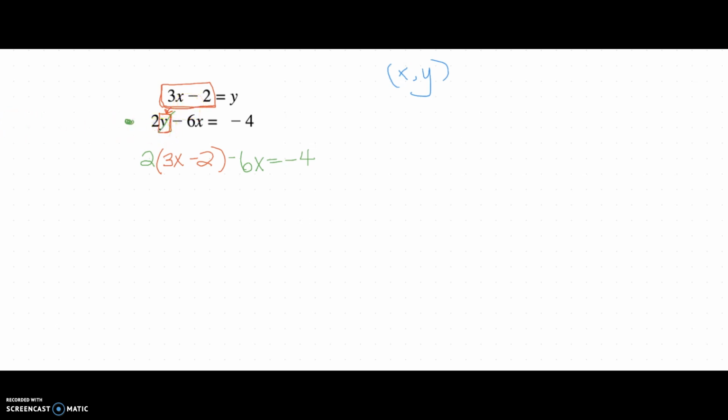Okay, so now we are just simplifying, and you guys are really good at this from last unit. So I see parentheses, so we want to distribute first. So 2 times 3 gives me 6x. 2 times negative 2 gives me minus 4. Then I get minus 6x equals negative 4.